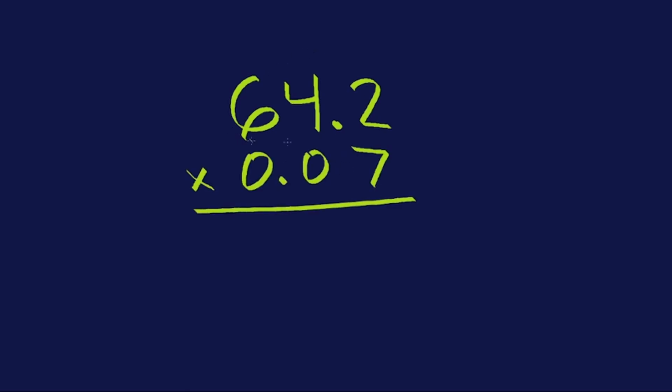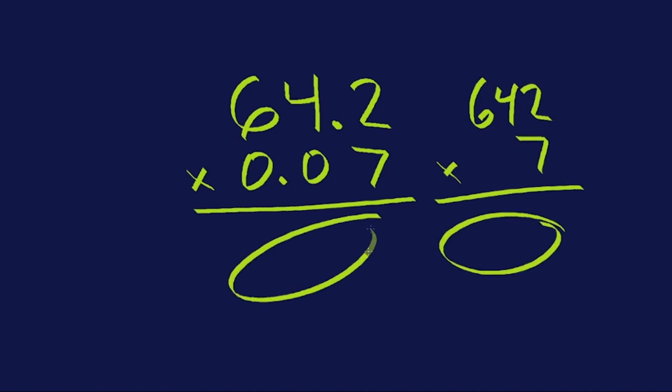All right, in this one, we have 64 and 2/10 times 7/100. Let's solve it as if it was this problem, 642 times 7. Our digits in the answer will be the exact same, and then we're going to scoot our place values over to make it the correct amount.